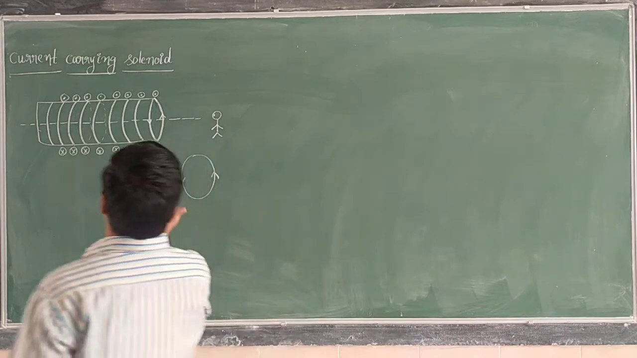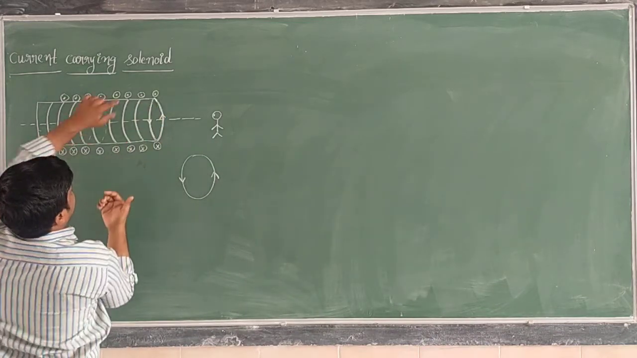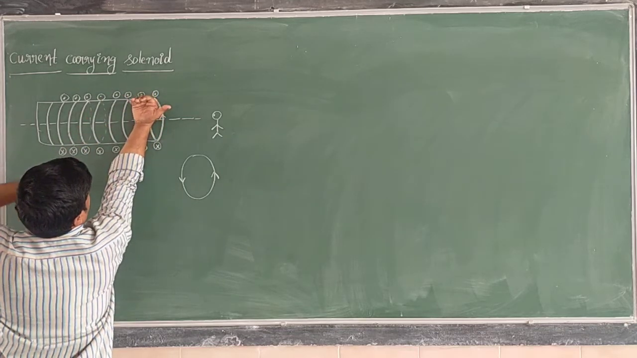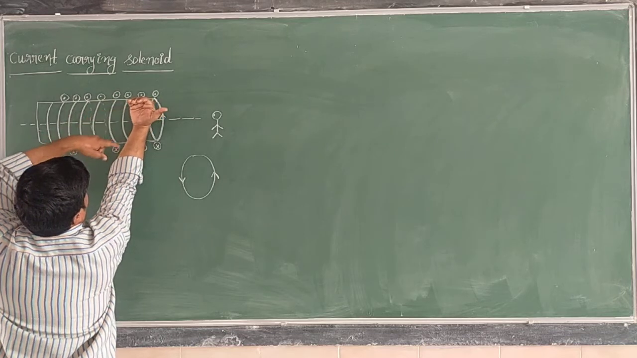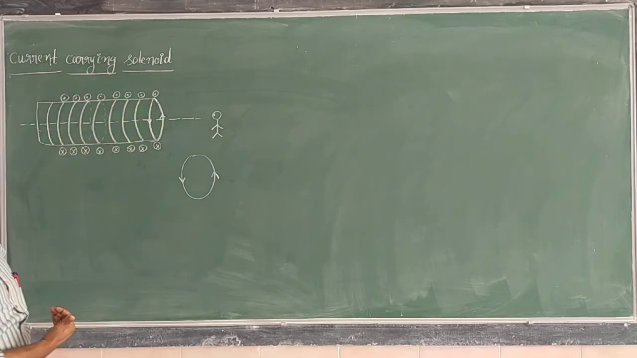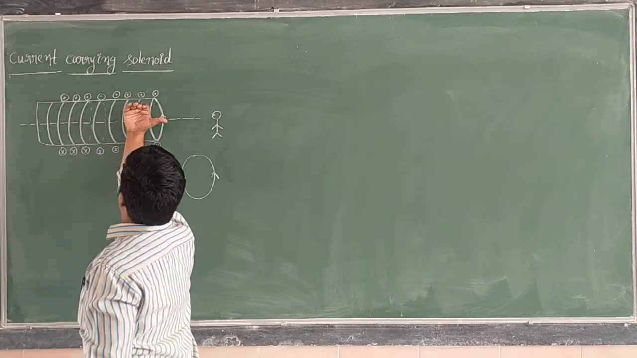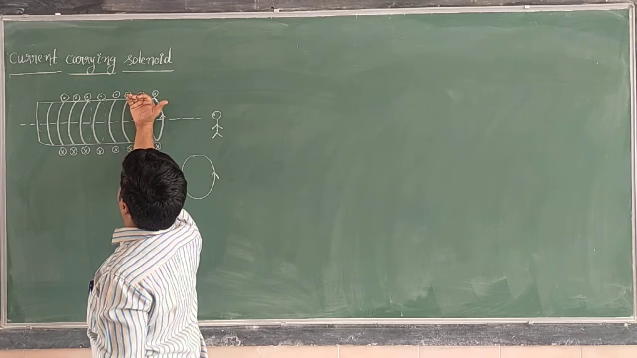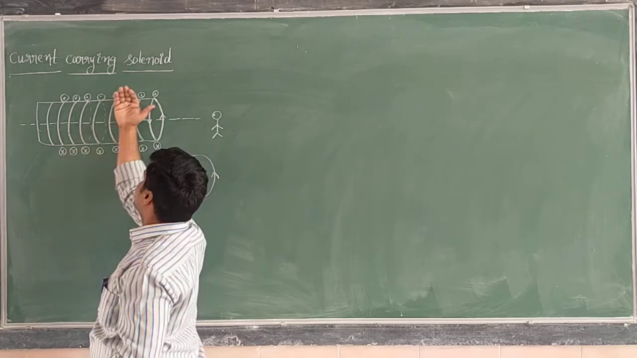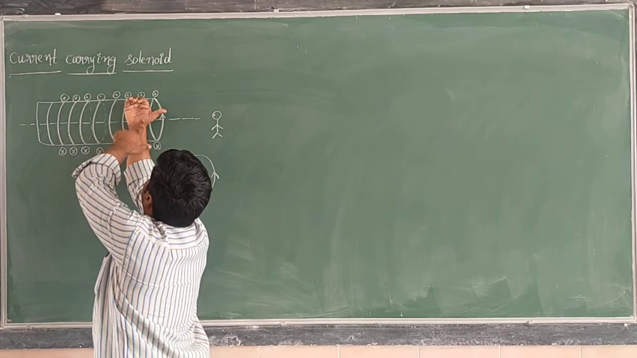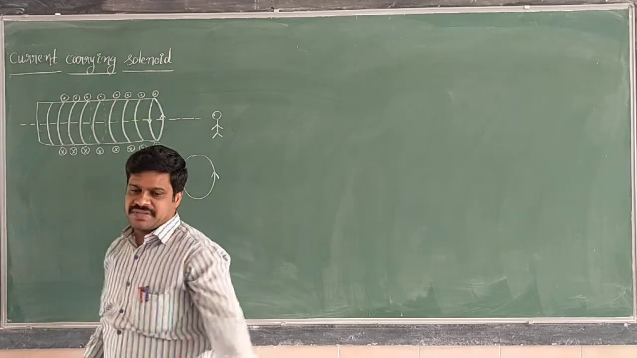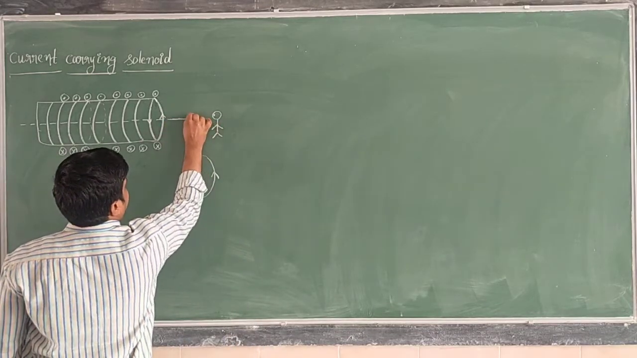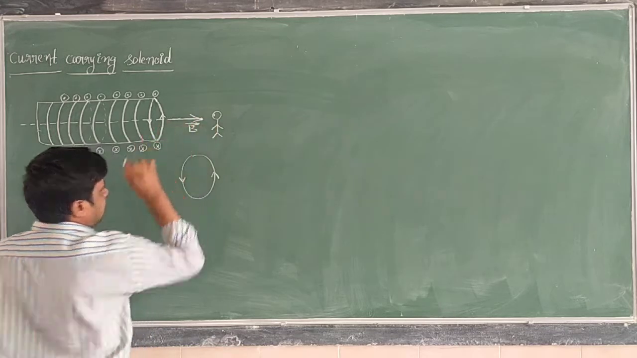Now I am applying the right hand thumb rule. At this point, what is the direction of current? The current is outward, so the closed fingers are placed outward. Then the thumb points in the direction of the magnetic field. In this direction the thumb is there, so along the direction of the axis, the magnetic field is there. This is the direction of the magnetic field.